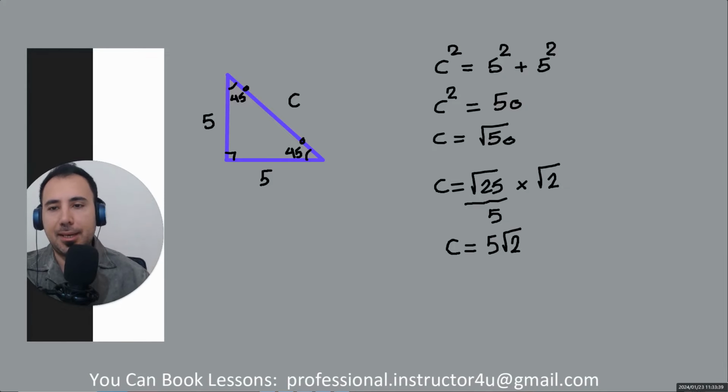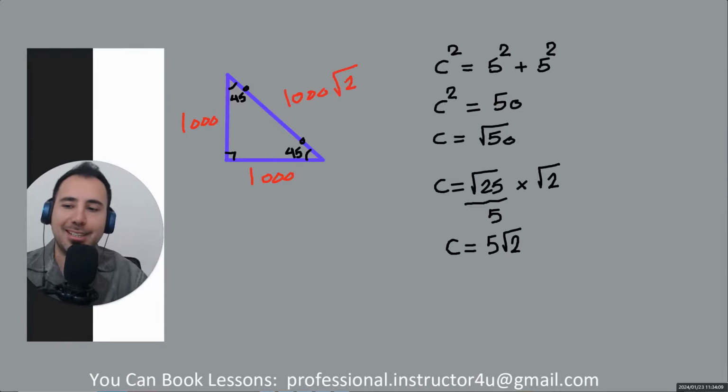So what do I mean by that? For example, if I change these values into a different number, so if this one is 8, this one is 8, this one is 8 square root of 2. If this one is 1,000, this one is also 1,000 because remember, the angles are 45 degrees. So this one will be 1,000 square root of 2. This is all you need to be able to answer this question. And now let's go and deal with it.